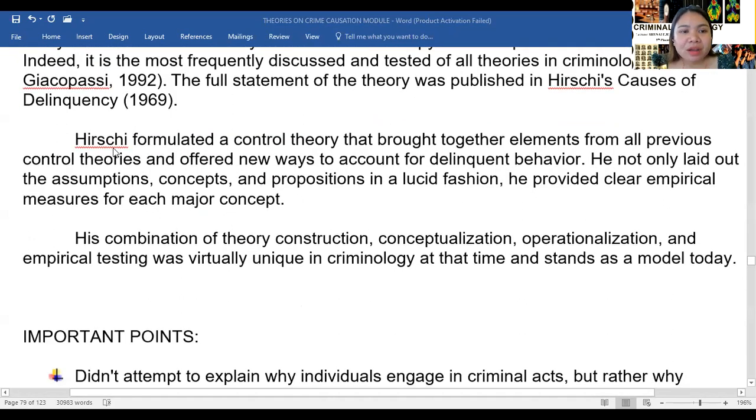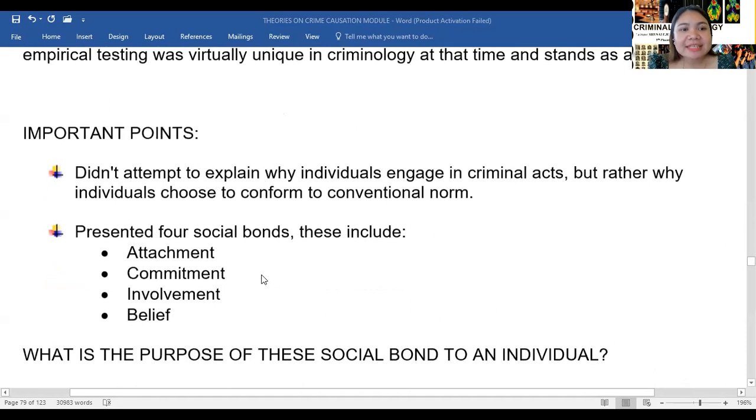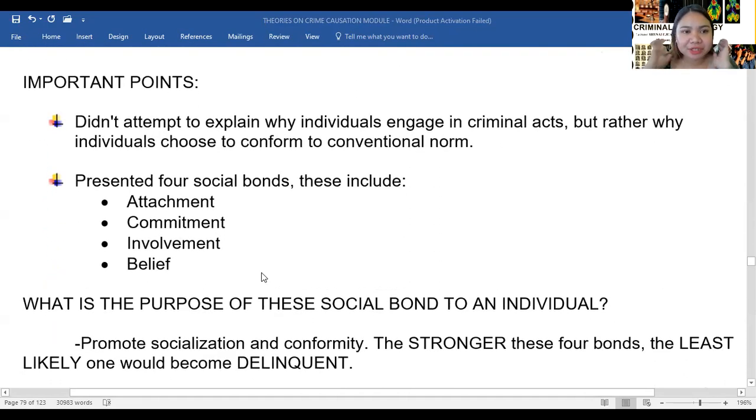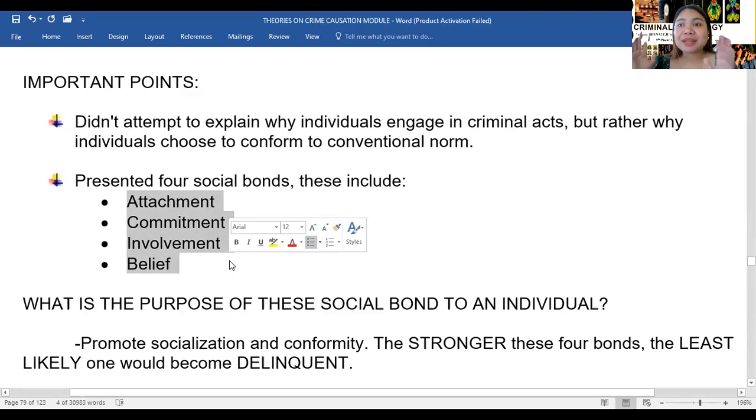So, Hirschi formulated a control theory. Class, these are the important points of the control theory of Travis Hirschi. He didn't attempt to explain why individuals engage in criminal acts, but rather why individuals choose to conform to conventional norms. So he presented 4 social bonds. This is the core idea of social bond theory. Hirschi said there are 4 social bonds in our society: attachment, commitment, involvement, and belief. Again, attachment, commitment, involvement, and belief.